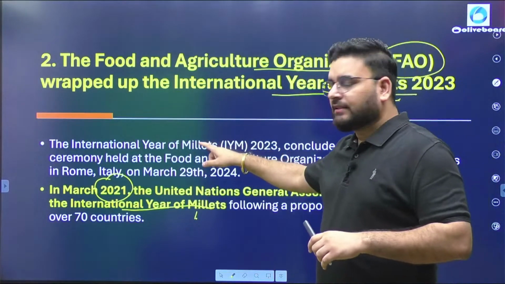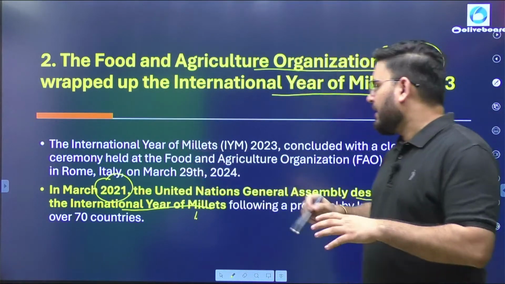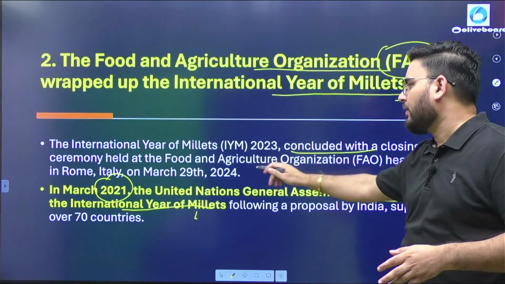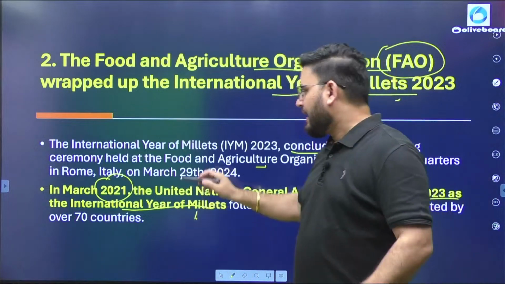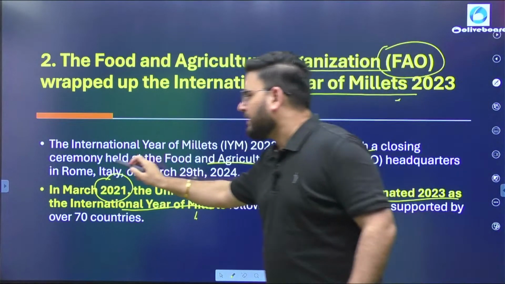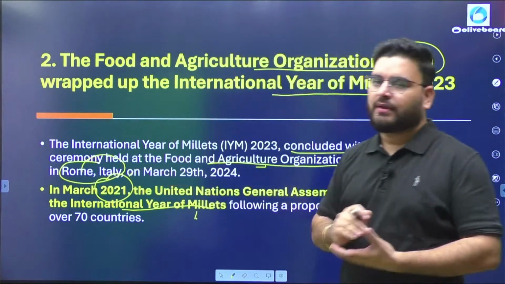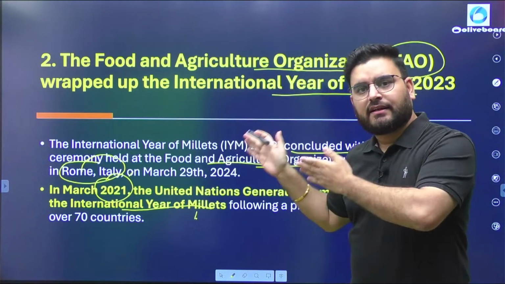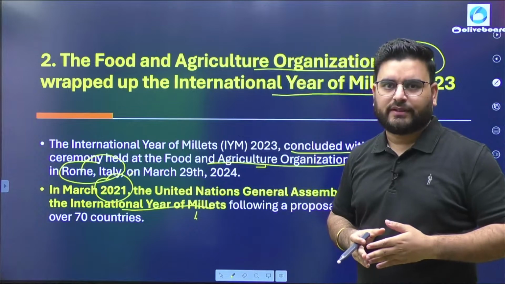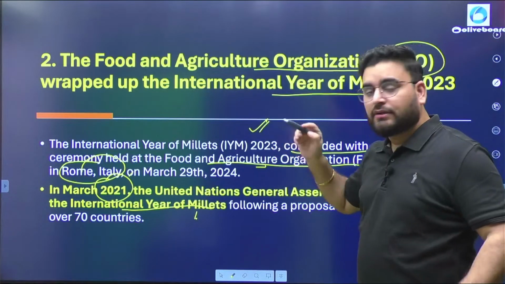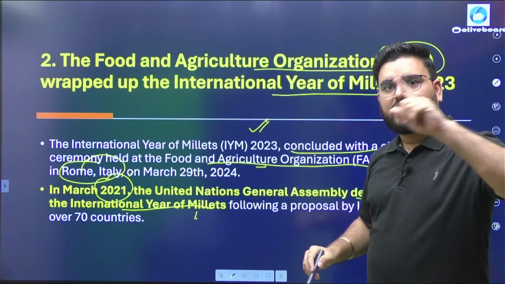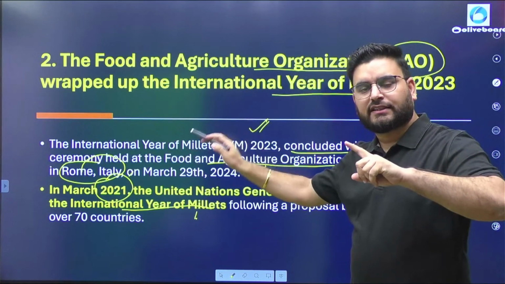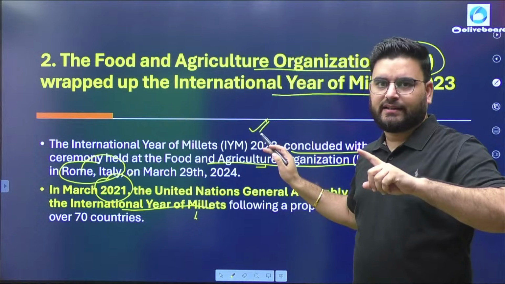And what happened was, for this International Year of Millets, there was a function organized at FAO headquarters. Now here the keyword is FAO headquarters is in Rome, Italy. All right, this International Year of Millet program was held in that FAO headquarters only. Okay, so this was the news. So what two keywords you have to remember? 2023 was the International Year of Millet, and the session was held in Rome, Italy.